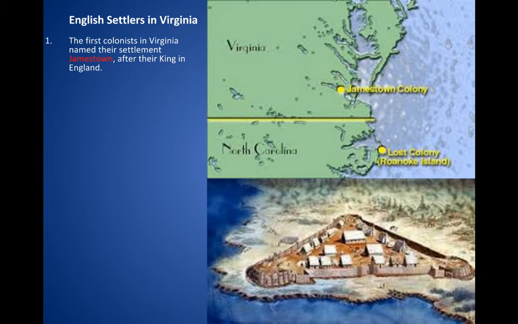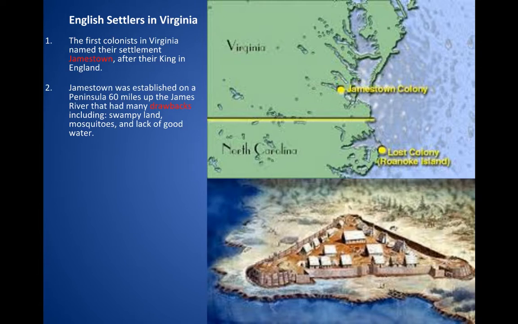They also named the river that Jamestown was on the James River. So it's Jamestown and the James River. Jamestown was established on a peninsula 60 miles up the James River.